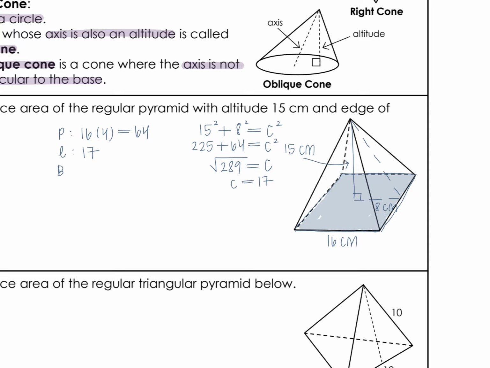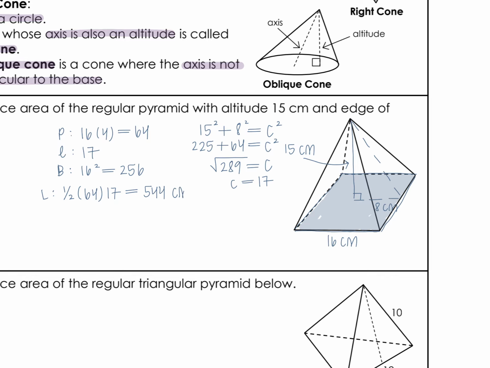Then for my capital B, area of the base, since we have that square, we are going to just take 16 times 16, or square it, to get 256 as my capital B. Plugging into my two formulas, for my lateral area, remember we're going to take 1/2 of my perimeter, so 64, times my slant height of 17. So half of 64 times 17 should give you 544.